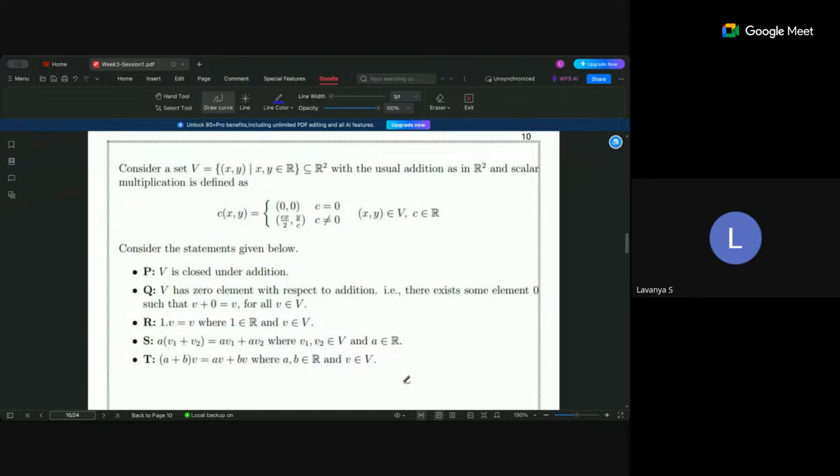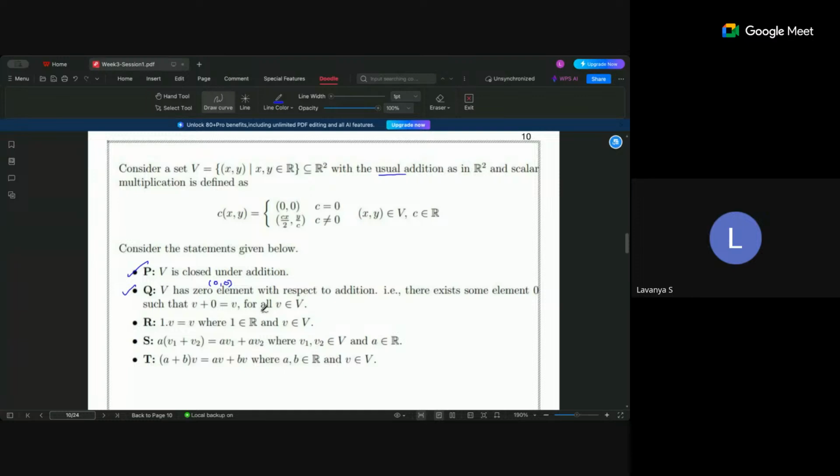So V is closed under addition. Obviously, it is true. Why? Because the addition is the usual addition, so there is nothing much to check. We already have checked, so we know this is true. And V has a zero element with respect to addition. That also we know because this is the usual addition. So this is again true. This zero element is nothing but (0, 0).